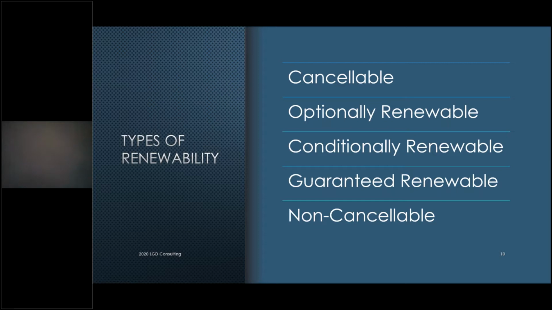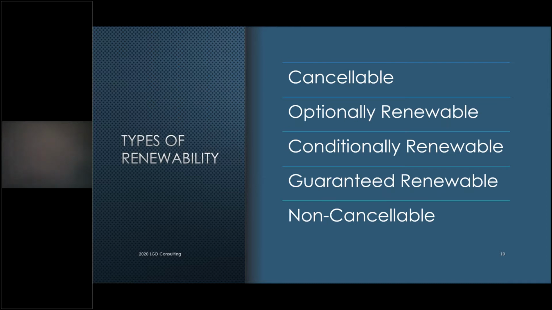Guaranteed renewable versus non-cancelable. In both of these, they're basically the same. All you got to do is pay the premium and you have the coverage. Right? Now, with guaranteed renewable, it's going to be cheaper initially. But on every renewal, let's say it's a 5-year renewable contract, every renewal, you're now 5 years older. So your rates will go up on every renewal. And unfortunately, you could price yourself out of the market. Non-cancelable is more expensive initially, but your premiums never change.